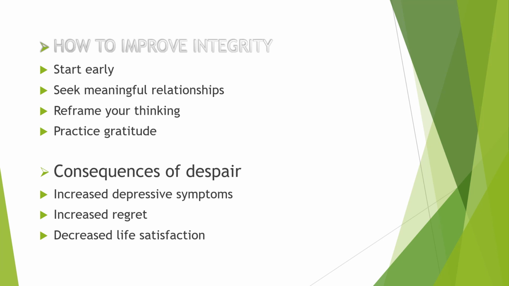How to improve integrity. Things that you can do to help develop a greater sense of ego integrity as you age. Number one is start early. The things that you do during middle age will play a role in your feelings about life as you age. Focus on doing things that will support your emotional wellness as you grow older, such as getting involved in your community and strengthening relationships to ensure you have a strong social support network.